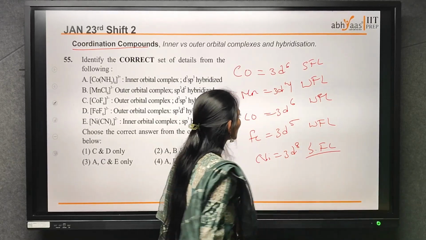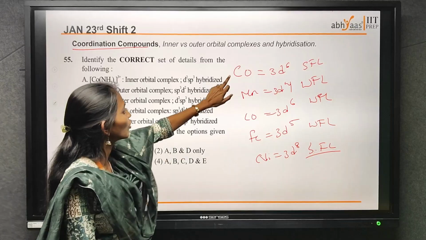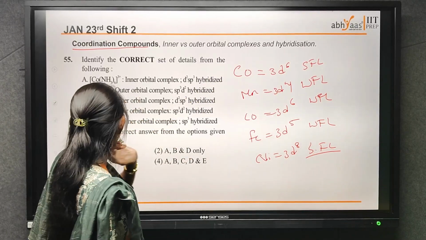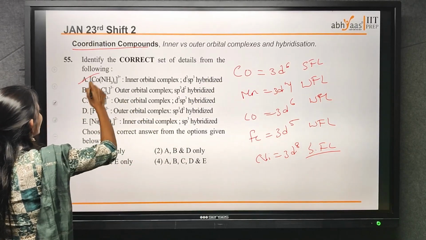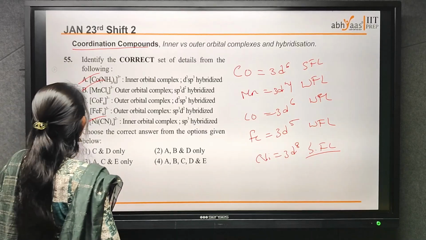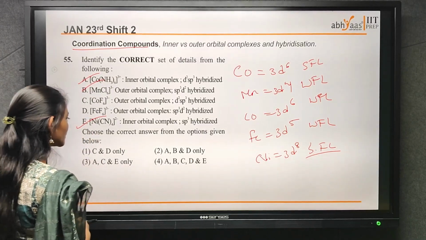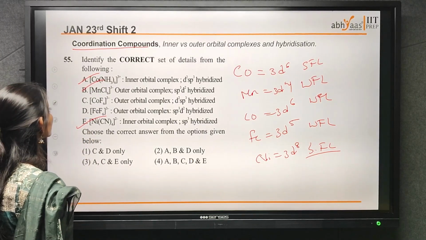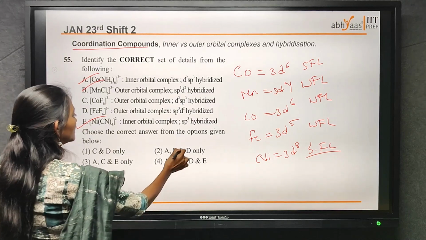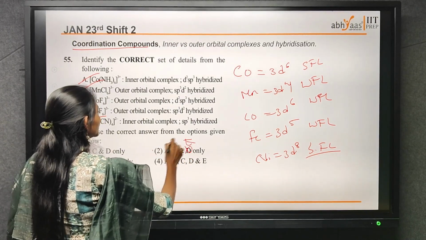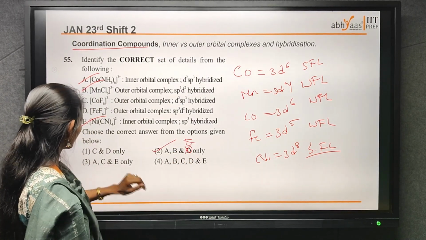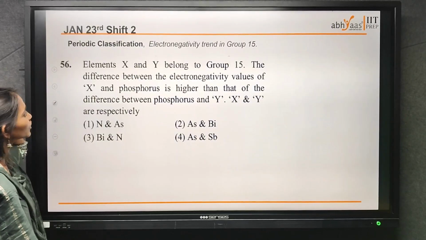So what are the correct options? Means the correct set will be your cobalt, manganese and nickel. So hence options A, B, E, right? A, B is your option. So option A, B, here D it is not to be, E needs to be, then it will be your answer. Yes? Moving on to the next question.